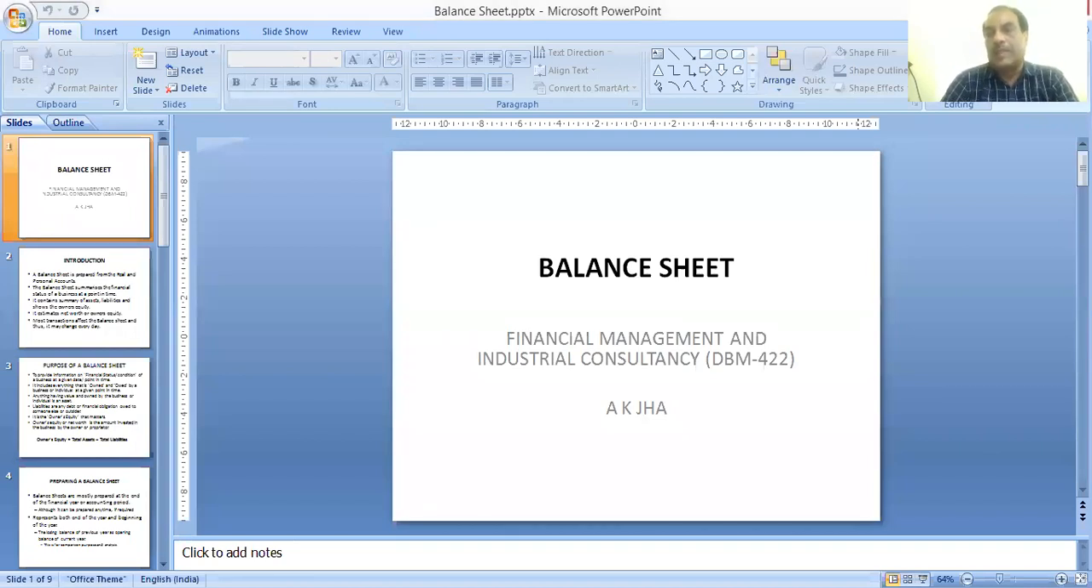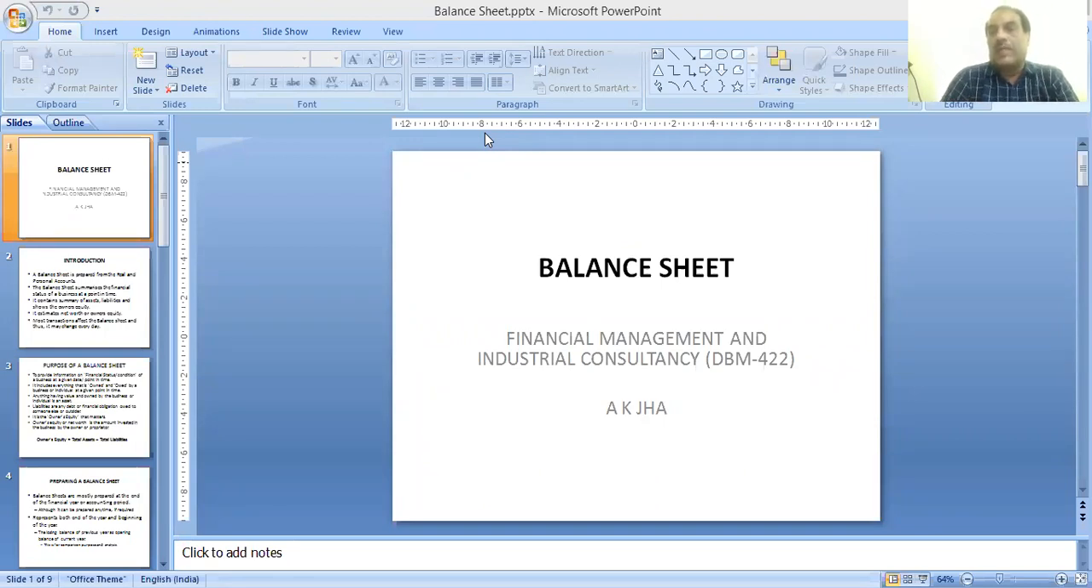Today's topic is the concept of balance sheet. You know, financial accounting relates to recording the financial transactions and then analyzing, summarizing, and presenting them to the users.